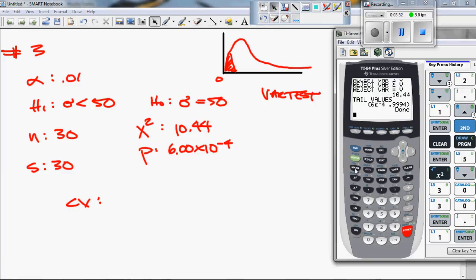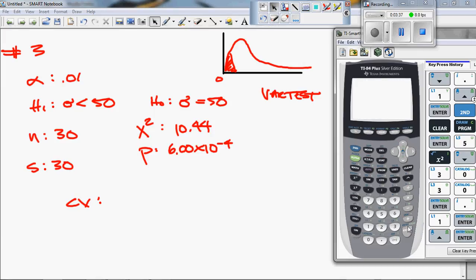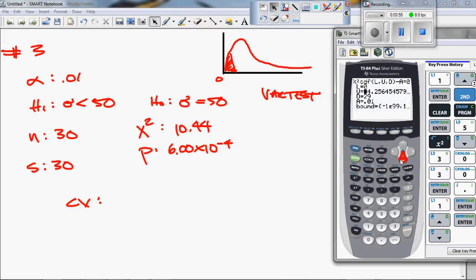So for the critical value, we press math, press up to get to the solver. You should already have this in your calculator. Chi-squared CDF, L, U, D, close the parenthesis, minus A. That's the formula we already entered. The lower boundary for the chi-squared distribution is always 0. The degrees of freedom is 1 less than the sample size, so we're going to enter 29. Then the area is the area between 0 and our critical value.